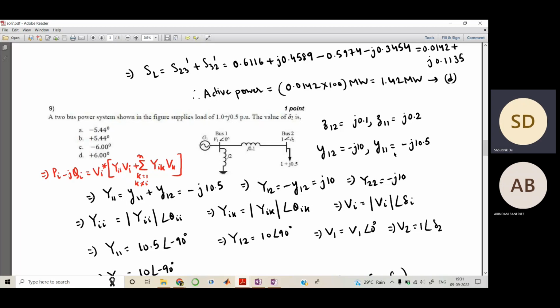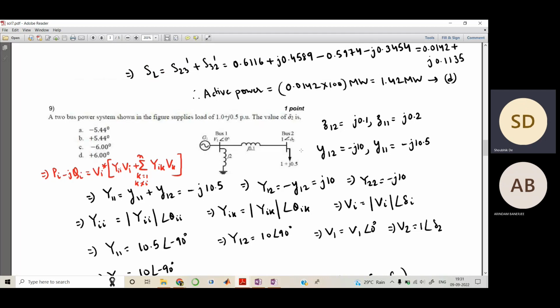Okay, so let us now look at question number 9. Question numbers 9 and 10 are connected questions, so I have taken this group of questions together and tried to solve. This is another pretty lengthy problem and you have to know the formula for it. They have told us that a two bus power system shown in the figure supplies a load of 1 plus j0.5 per unit, and we have to find the value of delta 2.